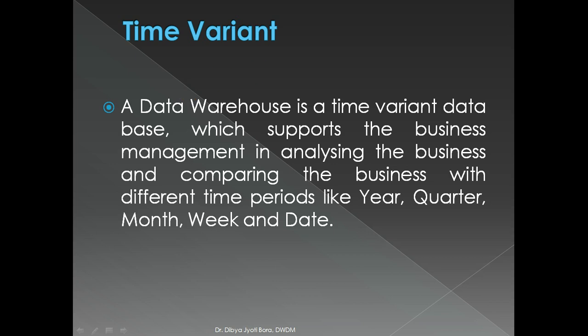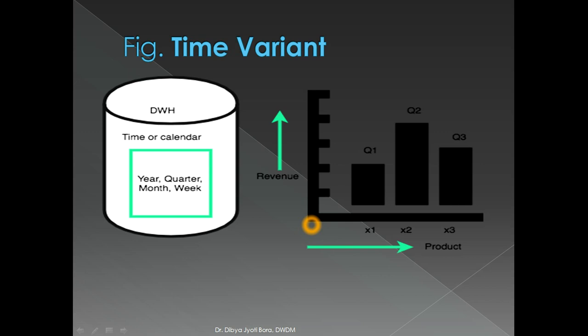Time variant means what? A data warehouse is a time variant database. This supports business management in analyzing the business and comparing the business across different time periods like year, quarter, month, week, and date. So variation of time is considered while analyzing the data in a data warehouse. You are keeping the data with different variations of time like year, quarter, month, week, and date.